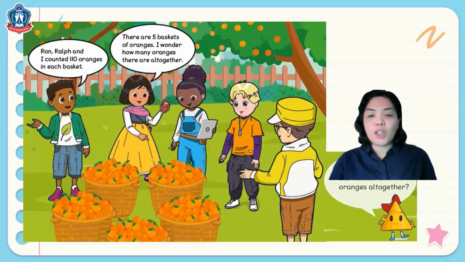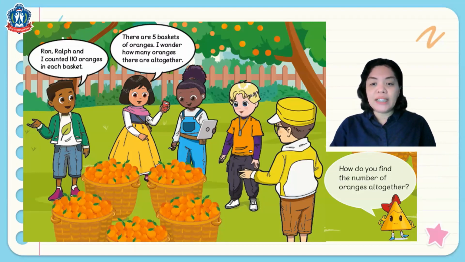Look at this picture. We have here some children and 5 baskets of oranges. In each basket, it has 110 oranges. So how are you going to find the total number of oranges in all these 5 baskets? If you know the answer, you can share that during our class.